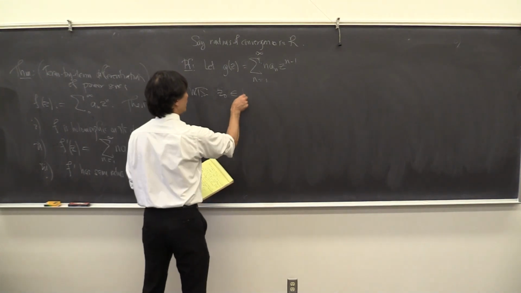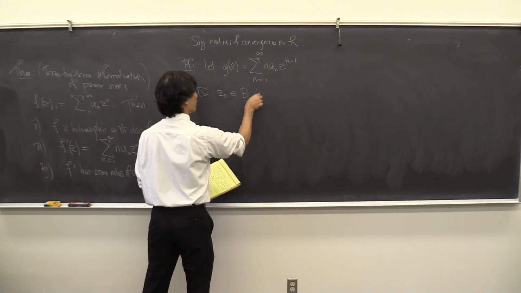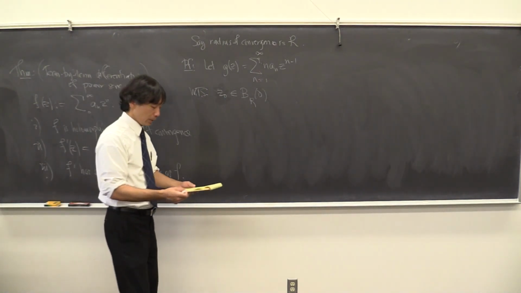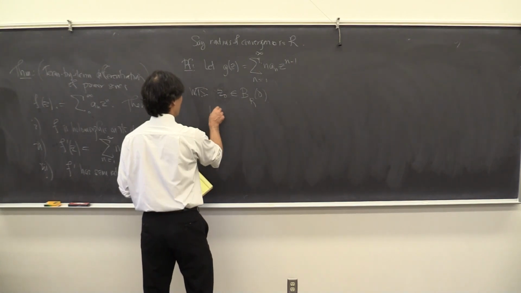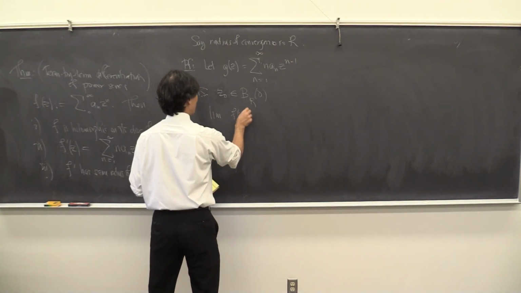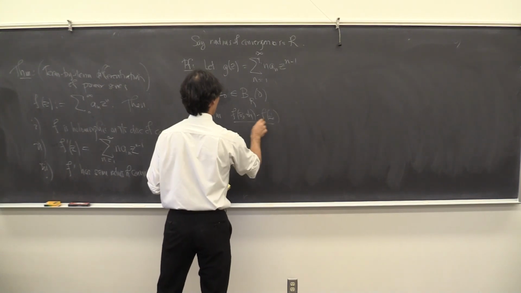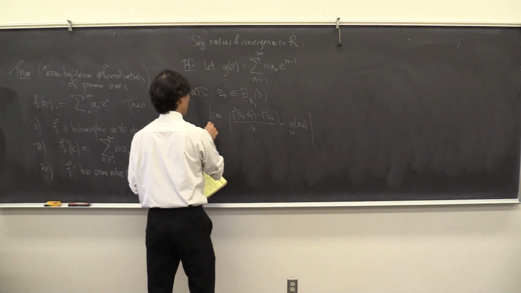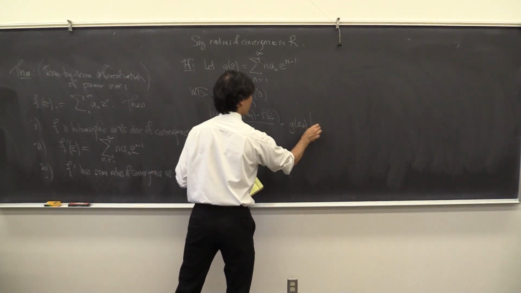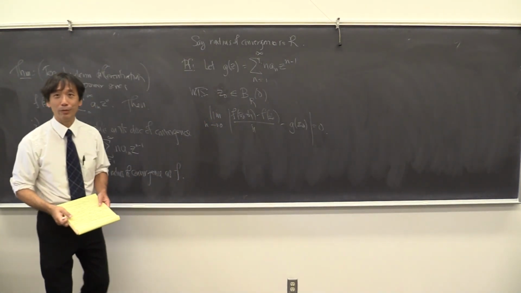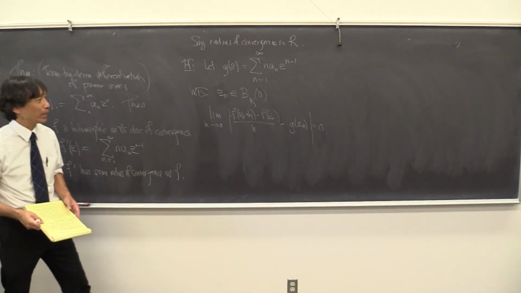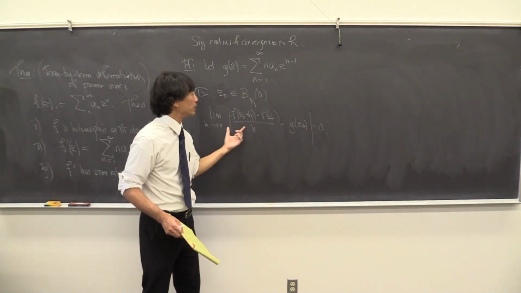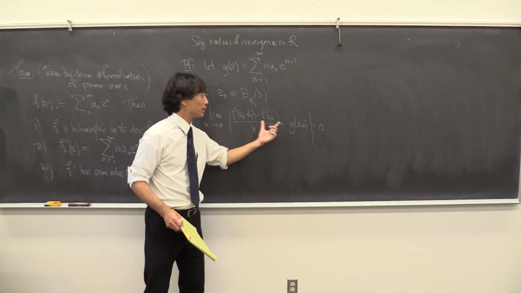We want to show that for any point within that disk of convergence, the limit of f of z naught plus h minus f of z naught over h, minus our supposed derivative, is 0 as h goes to 0. That's our goal, of course. This is what we're hoping the derivative is going to be. So let's see that the derivative actually converges to that.